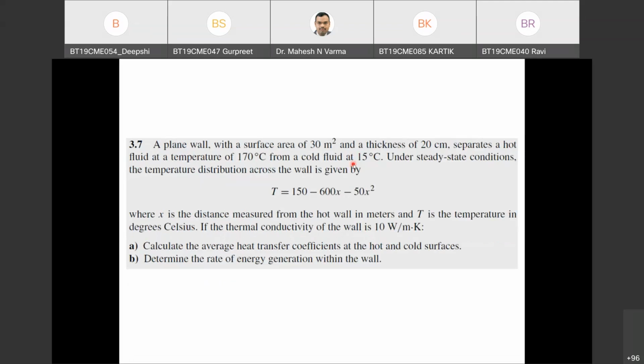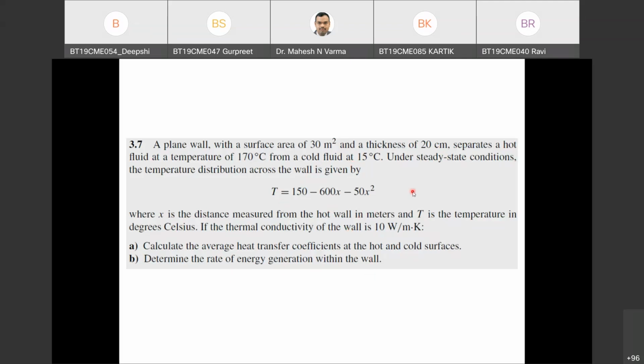Okay, now you solve this problem. Now this is plane wall. If it is a plane wall, surface area is 30 meters square, thickness is 20 centimeters, separated by hot fluid at 170 degrees Celsius and cold fluid at 15 degrees Celsius, steady state condition. Temperature is given, and here you can see rate of heat generation within a wall.